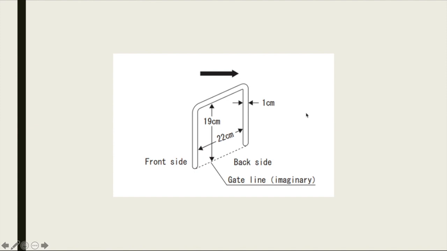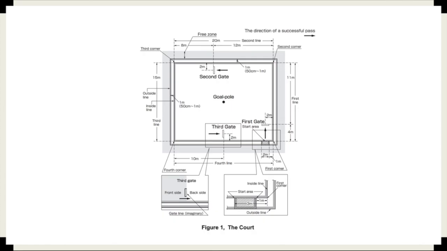Part 3 under gate says that the gates include the first gate, the second gate, and the third gate. And the rules go on to describe exactly where each gate is. So we're going to do that. We're going to go back to figure 1 here, and we can see that the first gate is labelled here, and it's very close to corner 1. We can see that the second gate is about just over halfway down the second line, and we can see down by the fourth line, exactly halfway, 10 metres down the fourth line, there is the third gate.